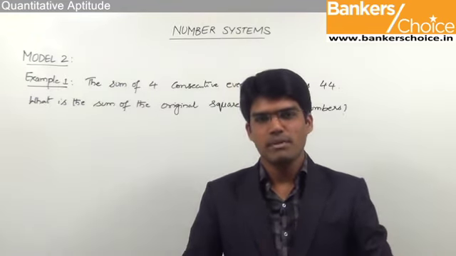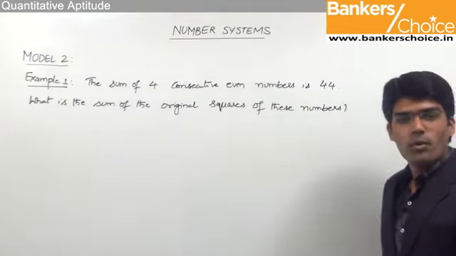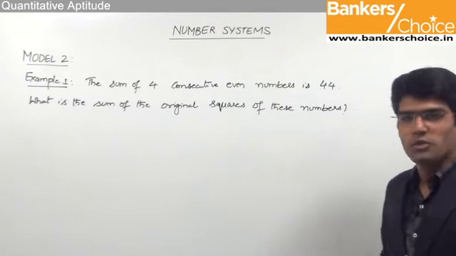Let us take the first example here based on the concept of consecutive numbers. The question is, the sum of 4 consecutive even numbers is 44.